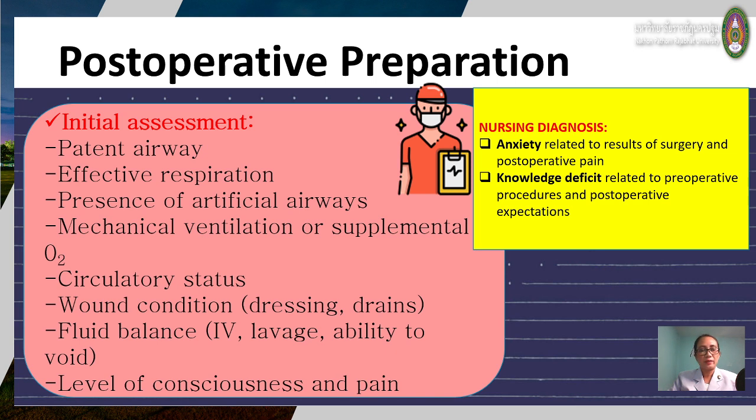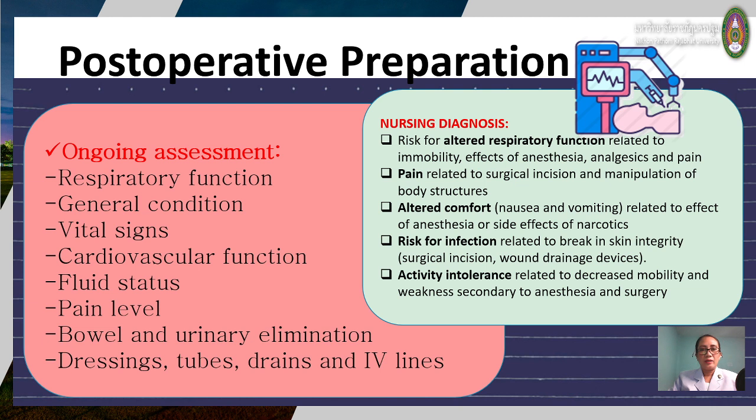Okay, so we will check the patent airway, or the airway patency, effective respiration, presence of artificial airways, mechanical ventilation or supplemental oxygen, circulatory status, wound condition like dressing, drains, fluid balance like intravenous fluids, lavage, ability to void or bowel movements, and then level of consciousness and pain. So for the ongoing assessment, we also have to consider altered respiratory function, pain, altered comfort, risk for infection, and activity intolerance, because we should consider this as a post-operative preparation for respiratory functions of the patient.